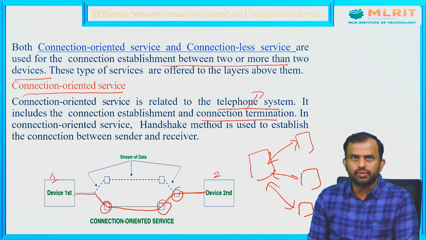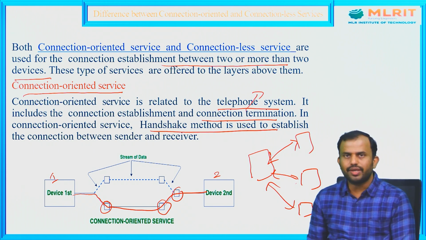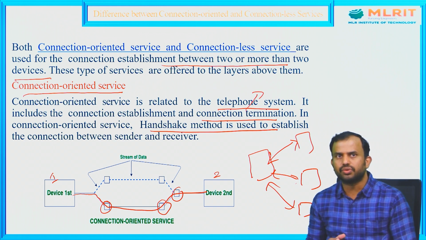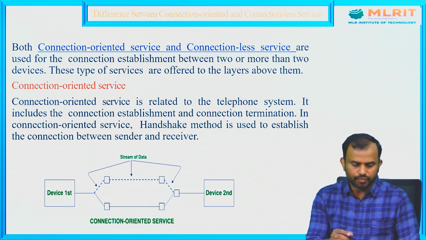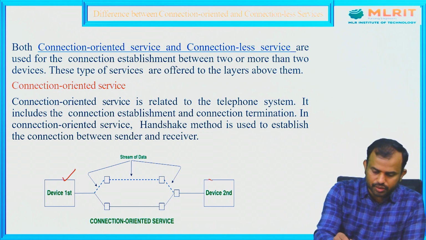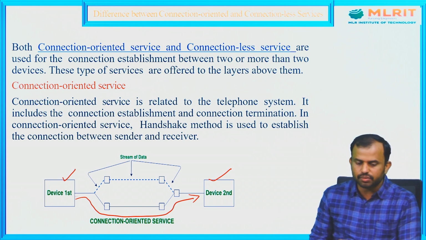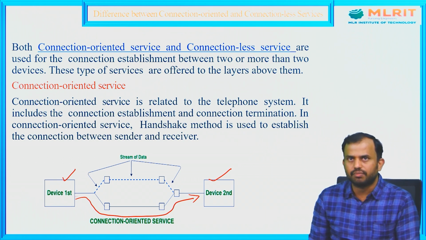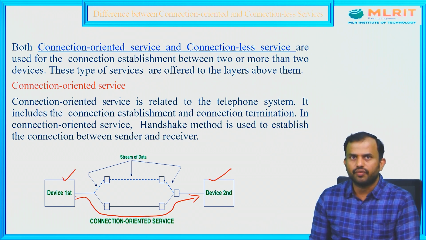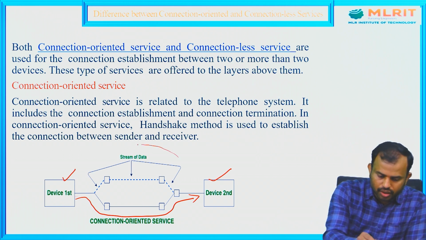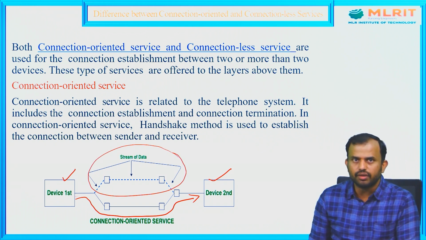In connection oriented services, we have to follow the handshake mechanism. What is this handshake mechanism? It is used to establish the connection between the sender and receiver. When you see this, once the sender and the receiver are there and the connection is established through this path, this mechanism is called the handshake mechanism method. Only when the connection is established on this path can we share the information. This is called a virtual path, a streaming of my data.